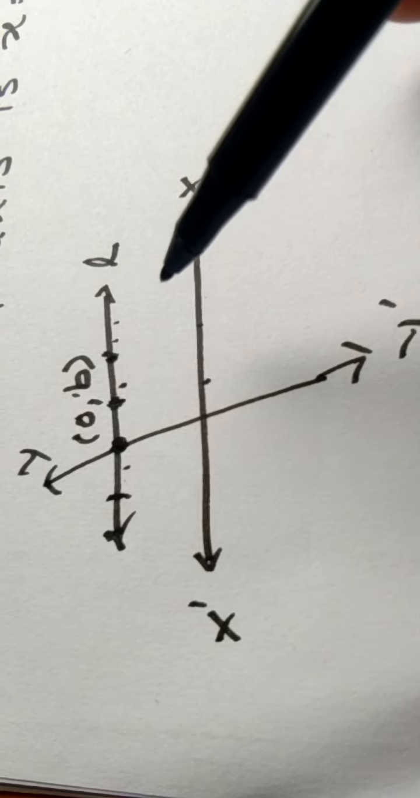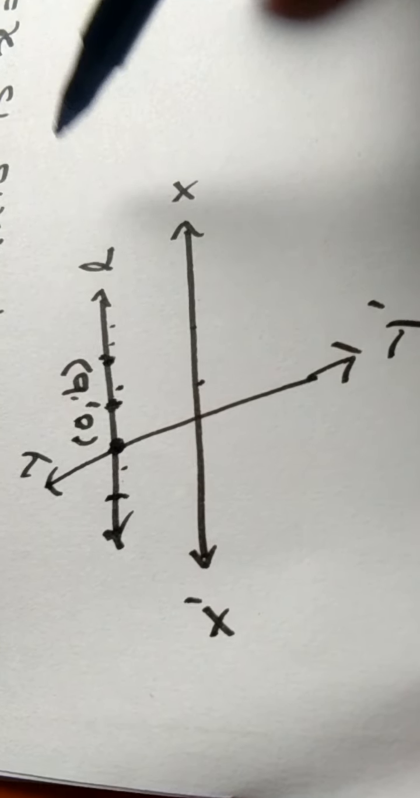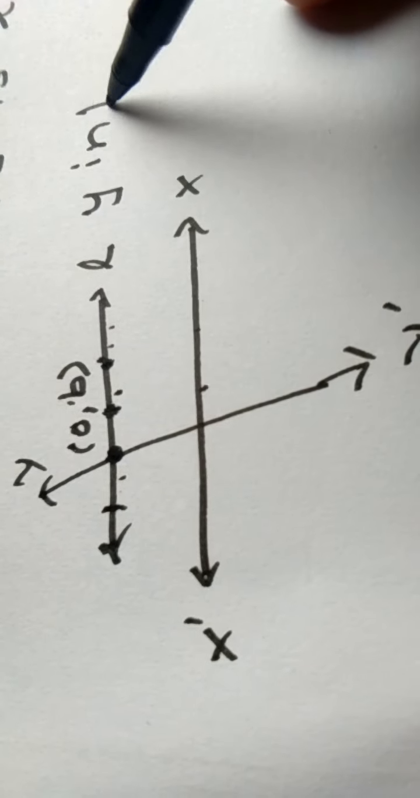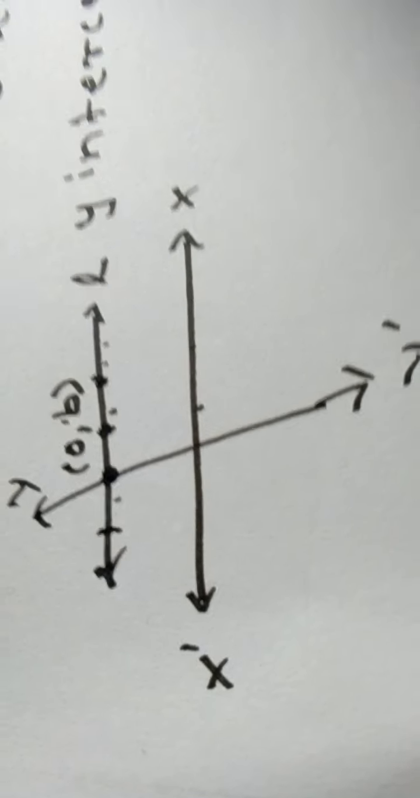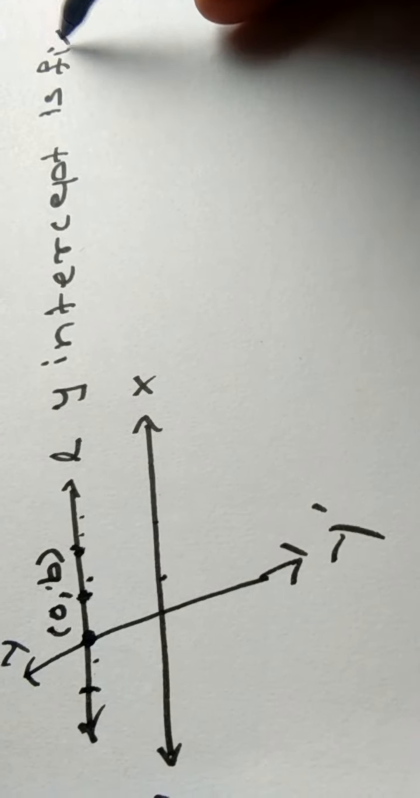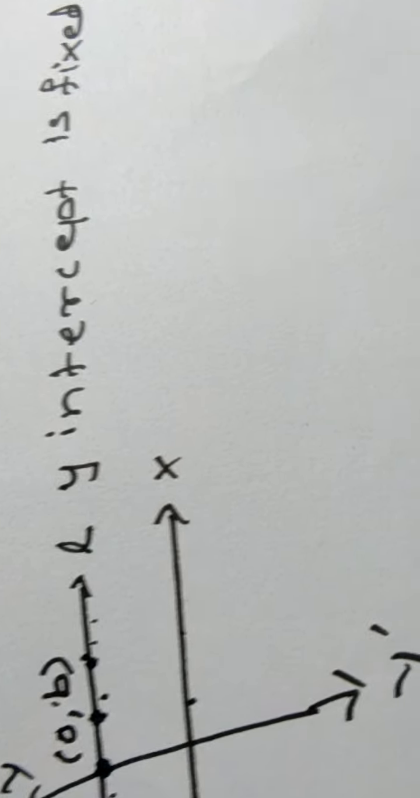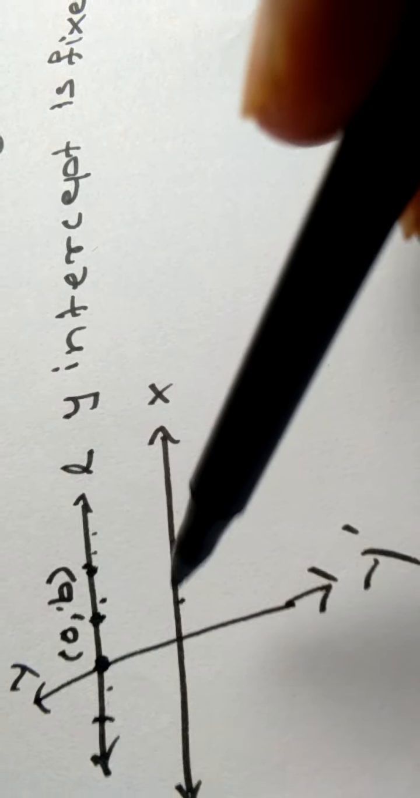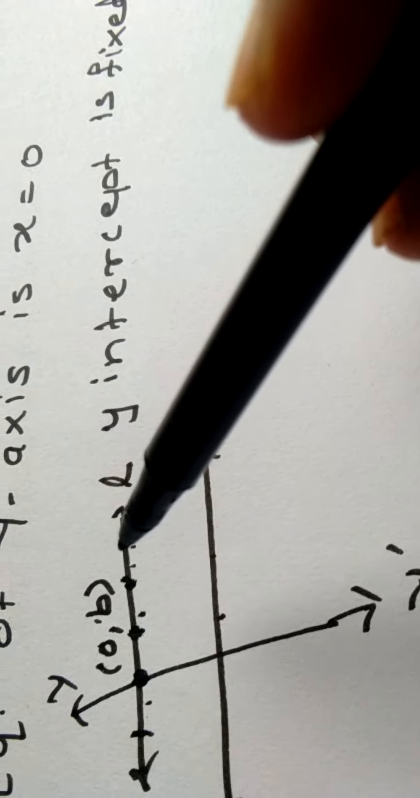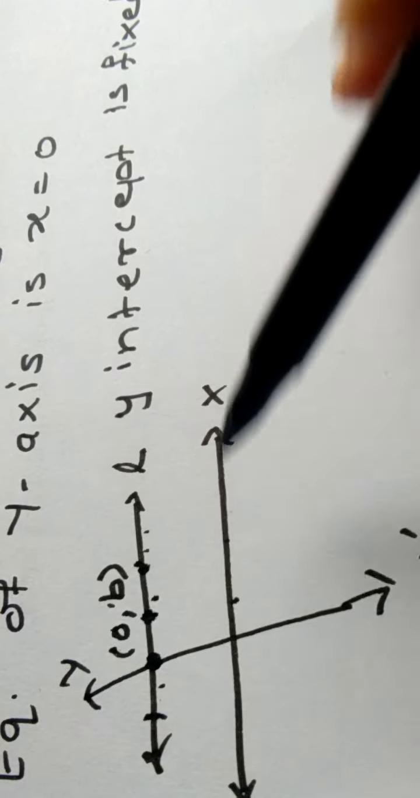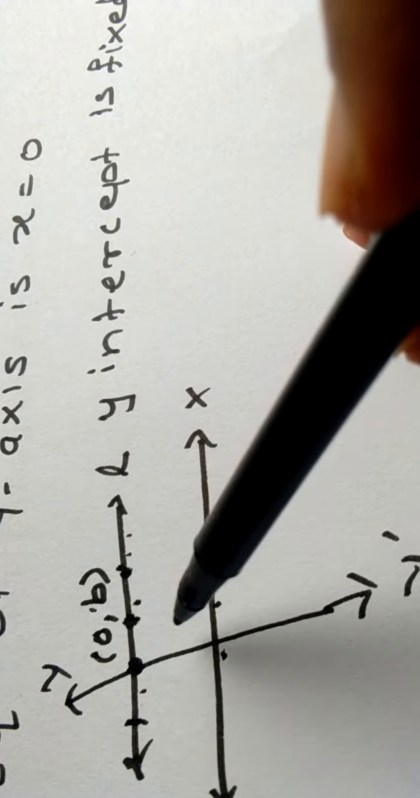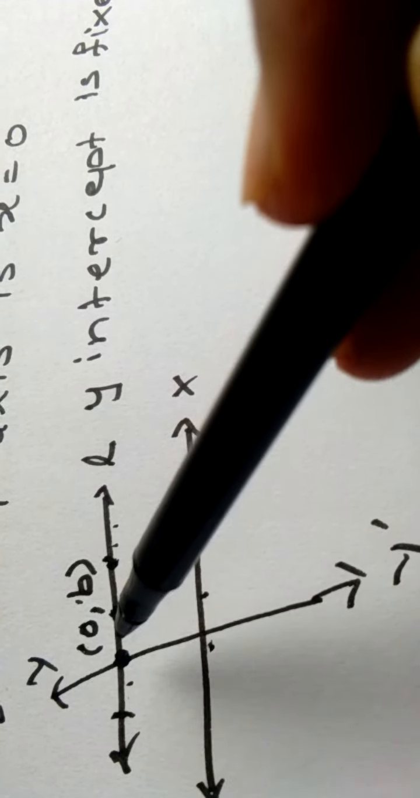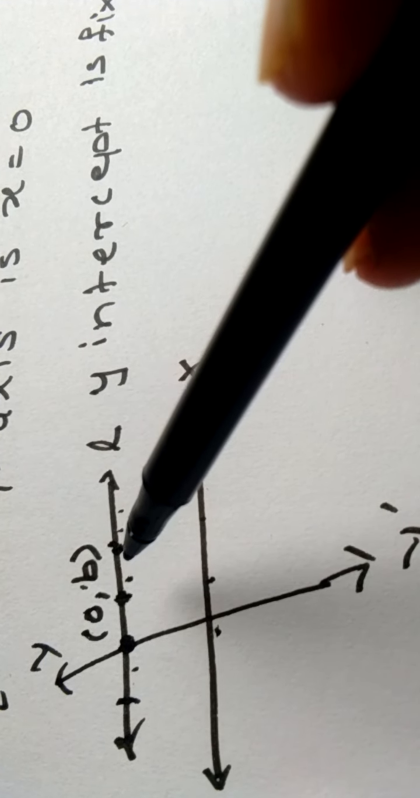Which thing do you observe in this graph? You observe that in this graph y intercept is fixed. Y intercept is fixed. As y intercept is fixed, the equation of this line we can consider as y is equal to b. If we have to introduce this line, then we say the equation of this line is, which intercept is fixed? B. B is the y-intercept.